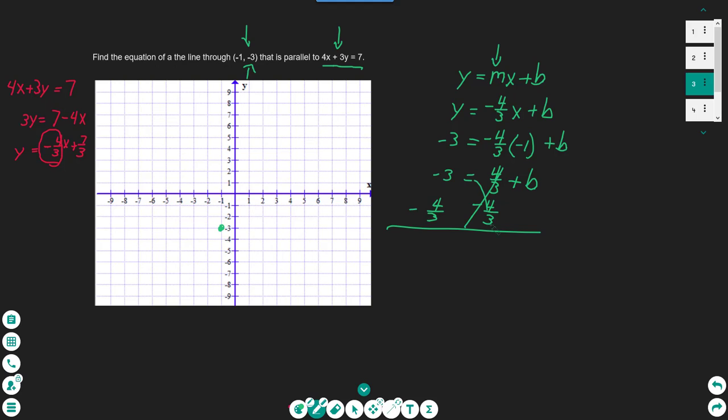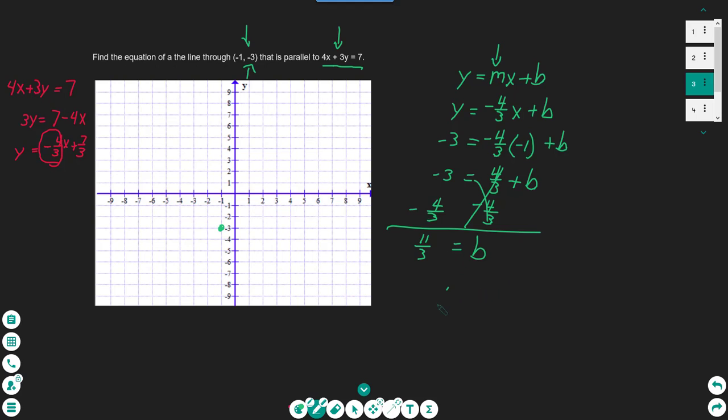And then, of course, these would eliminate, and we're left with just b on the right-hand side. Then if you do the math on this one, you should end up with, let's see, 3/3, yeah, it'd be 11/3. I'll let you do the math on that.